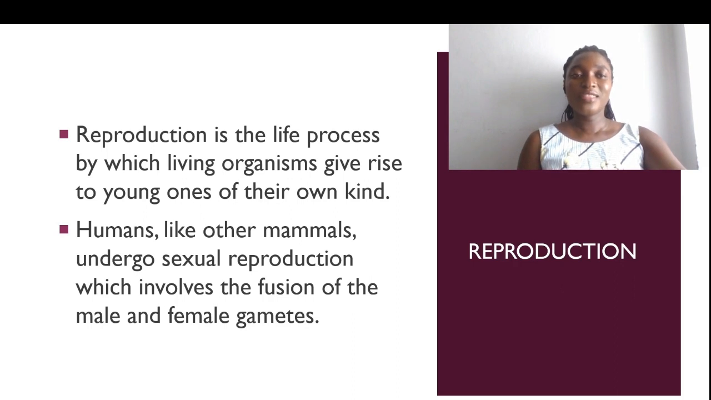So to begin with, we've looked at reproduction as a life process in our life process video. Do well to check it out. Reproduction is considered to be the life process by which living organisms give rise to young ones of their own kind. Humans, like other mammals, undergo sexual reproduction, which involves the fusion of the male and female gametes. When we talk about the male and female gametes, we are looking at the sperm cell for the males and the egg cell for the female.